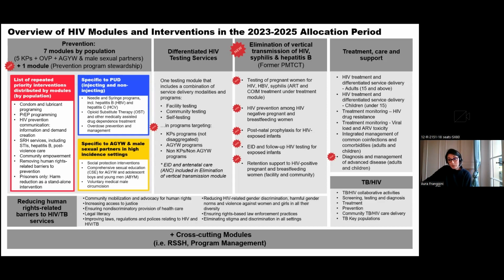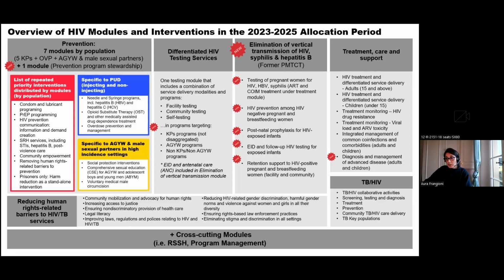For TB/HIV, we have a shorter list of interventions. We went from 12 in NFM3 to 6 in grant cycle 7. And in the human rights module, the list of interventions didn't change, but the language has been updated. Lastly, the bar at the bottom reminds us that the HIV modules will need to be complemented by the cross-cutting modules, such as RSSH and program management.